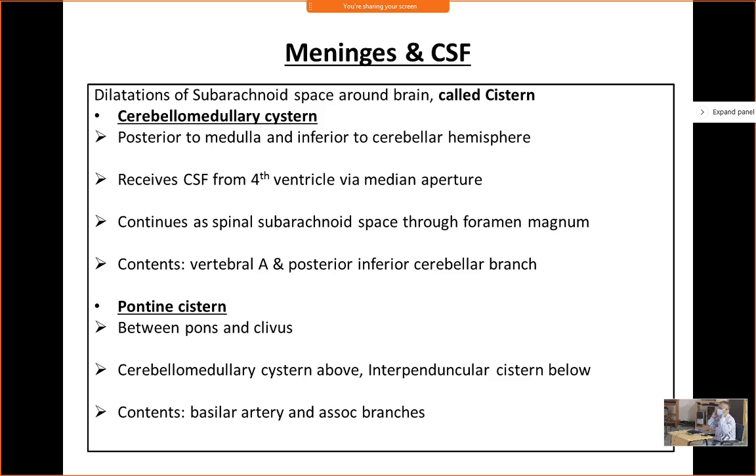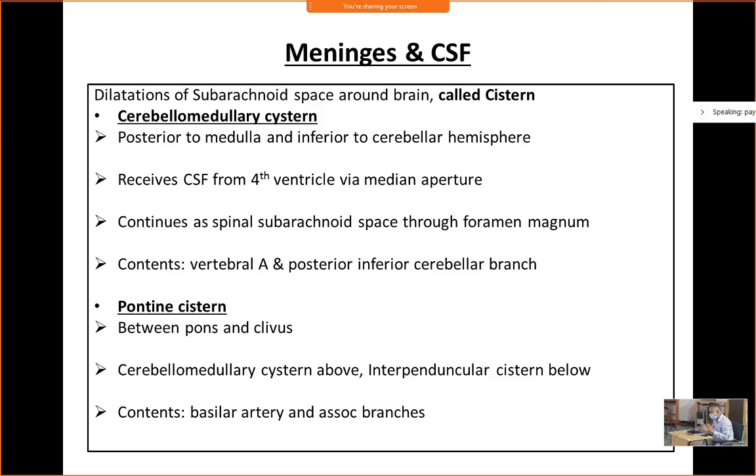Suppose this is my brain. Just think that this is my cerebral hemisphere, and this is my medulla oblongata and pons. Now the pia will come and cover like this way. Then the arachnoid mater comes and goes like this way. There is a space between the pia and the arachnoid. Now this subarachnoid space gets dilated. Can you get my point?